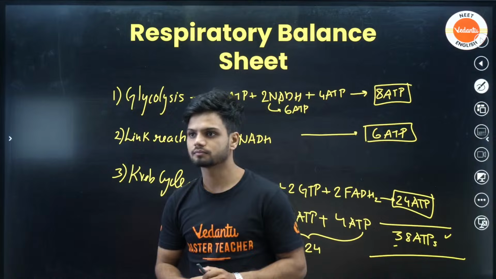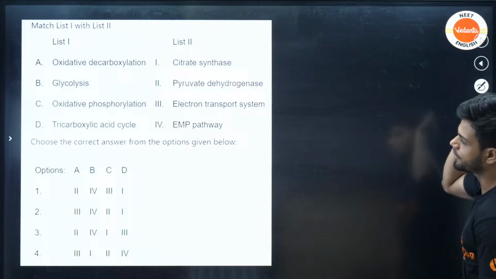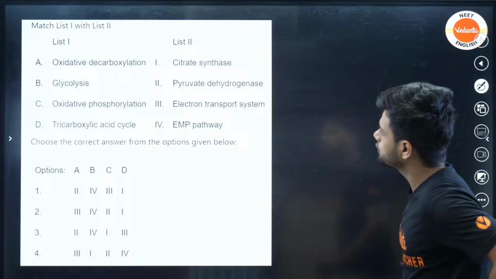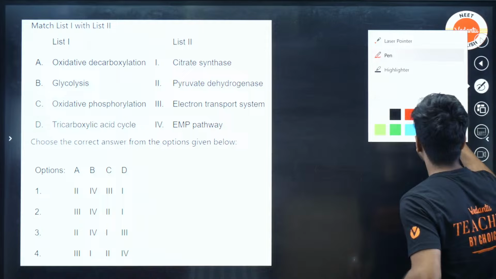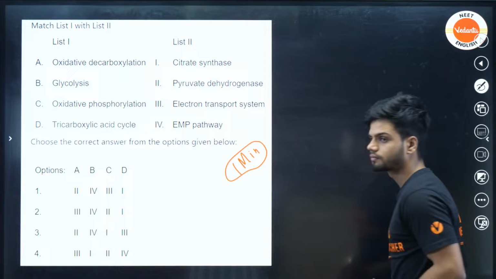Amazing. The next one is a question. Try to solve this question. They have given you list A and list B. They have given you two lists. You need to match. Take 1 minute to answer this question. This is a NEET PYQ right here.